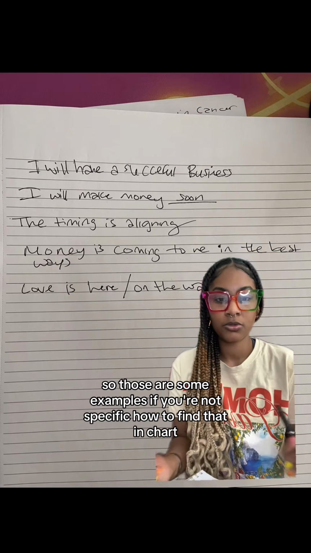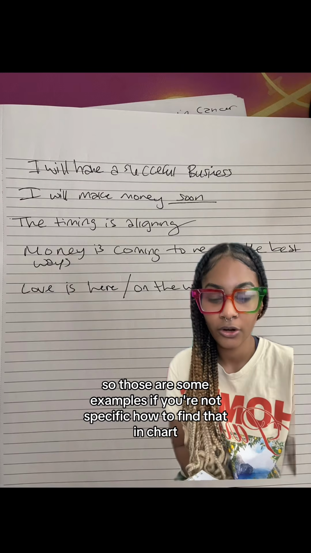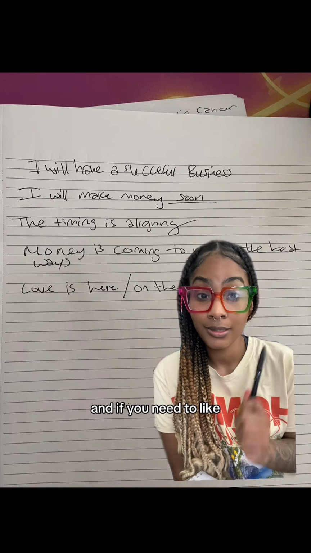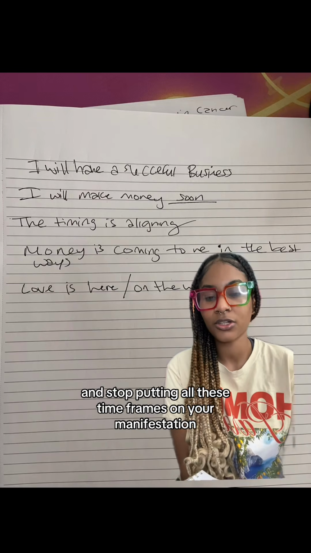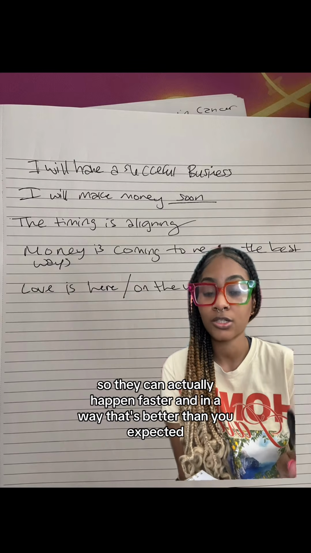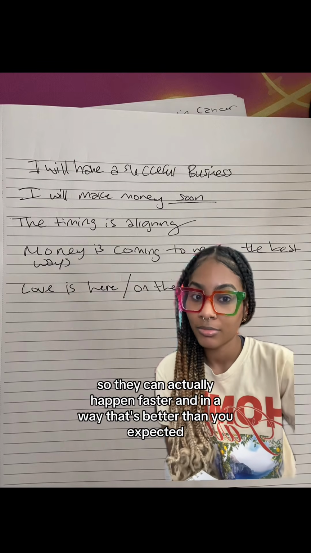So those are some examples if you're non-specific, how to find that in your chart. And if you need to stop putting all these details and stop putting all these time frames on your manifestations so they can actually happen faster and in a way that's better than you expected.